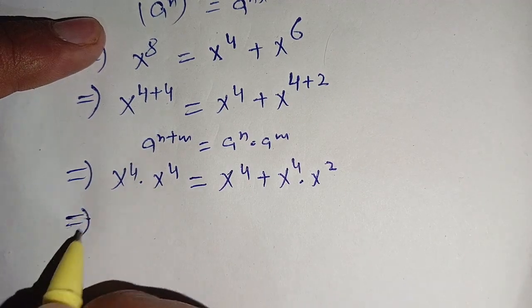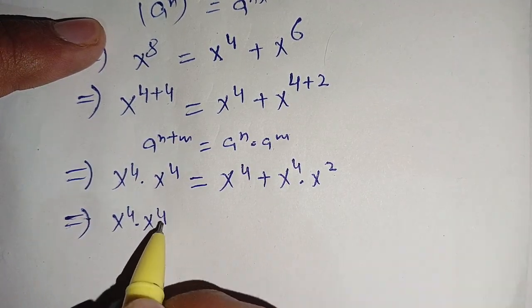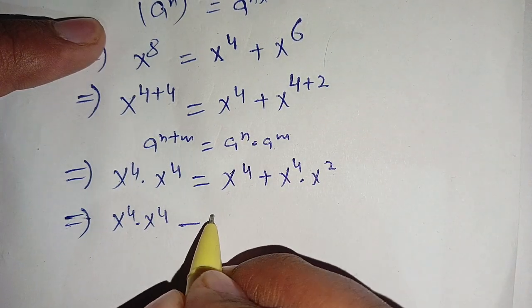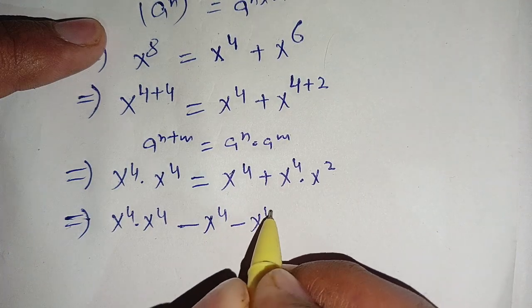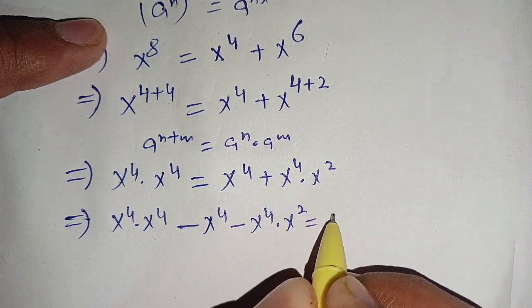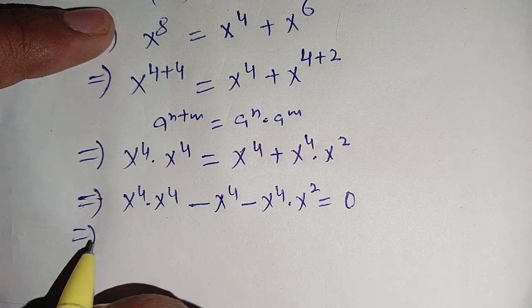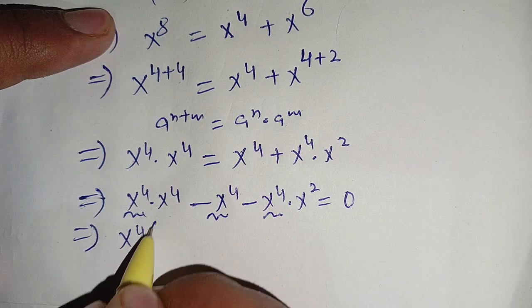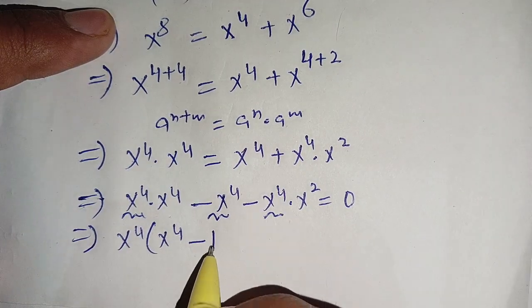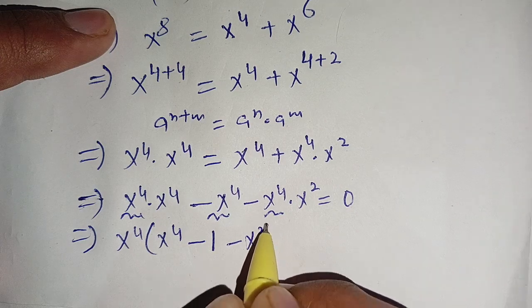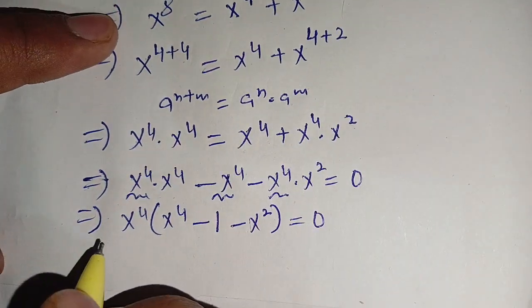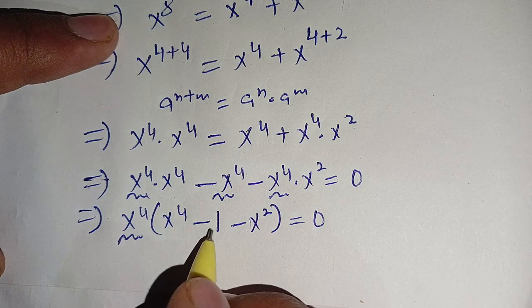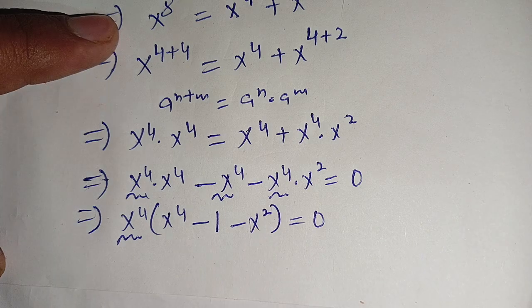Now we can write it as x power 4 times x power 4, and when we shift the right hand side to the left hand side, it becomes x power 4 times x power 4 minus x power 4 times x power 2 is equal to 0. Now we can take out x power 4 from each term. We get x power 4 times (x power 4 minus 1 minus x power 2) is equal to 0. Now here are two terms. The first term is x power 4 and the second term is x power 4 minus 1 minus x power 2.